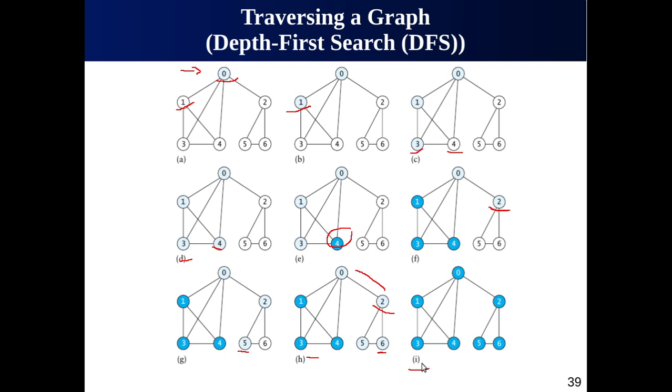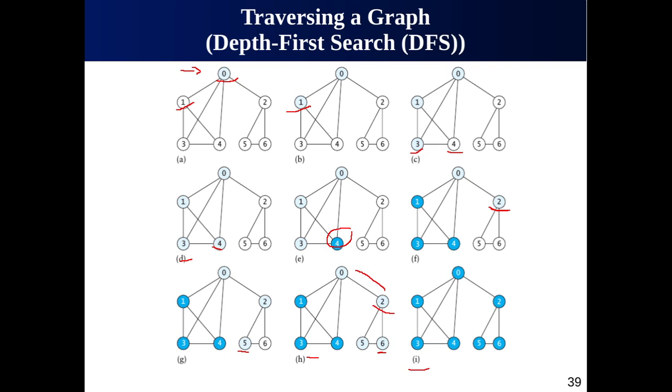The order in which we started to visit the vertices was 0, 1, then 3, 4, and then 2, 5 and 6. But the order in which we finished visiting all the vertices was 4, then 3, and then 1, and then 6, and then 5, then 2, and finally 0. So we started from the depth first. That is why it is known as the depth first search algorithm.